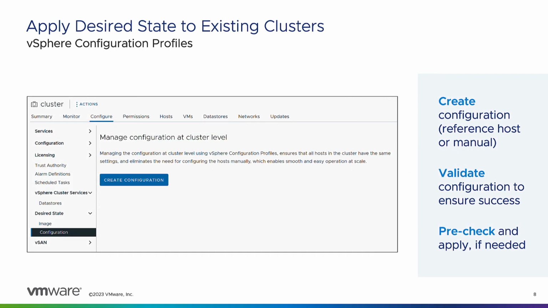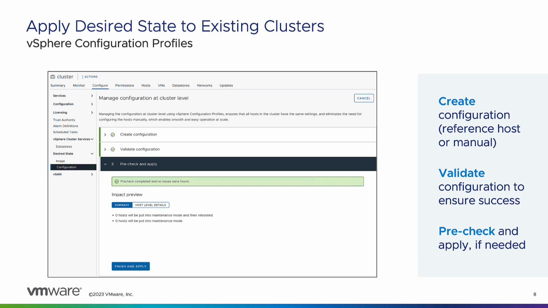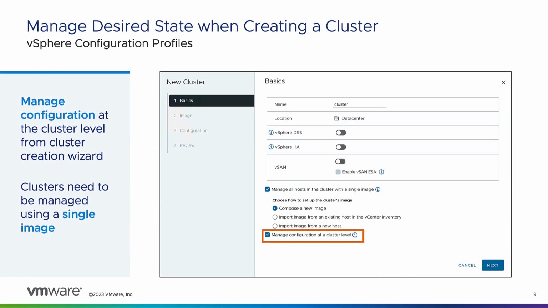We can activate vSphere configuration profiles on existing clusters today. So once you upgrade your vCenter to vSphere 8 Update 1 and your clusters to vSphere 8 Update 1, you can transition those clusters from using host profiles or from not using host profiles, if that may be the case, to using vSphere configuration profiles. There's a guided workflow to help you step through and transition the cluster to be managed using vSphere configuration profiles.